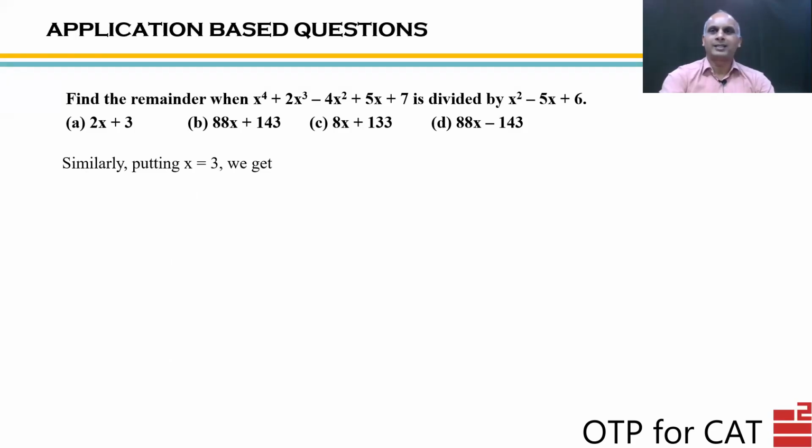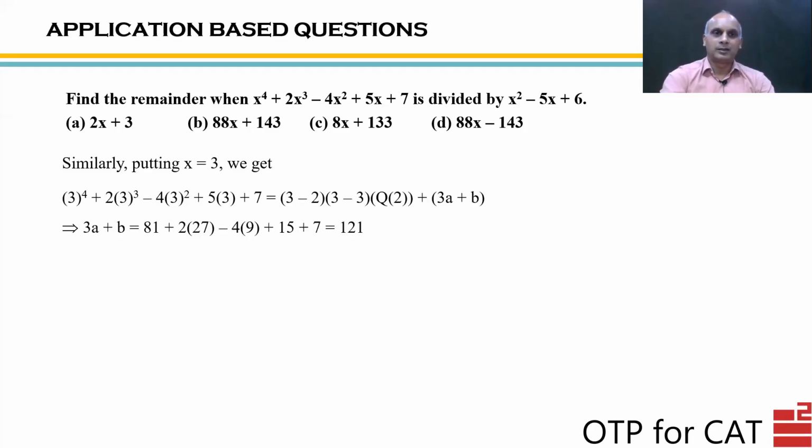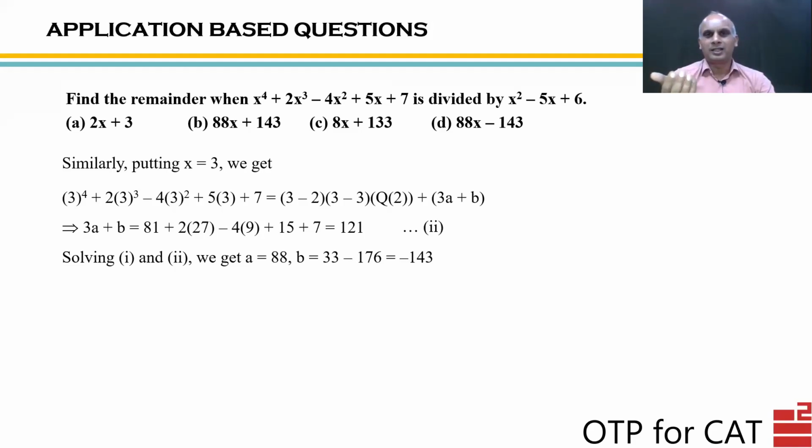Next, similarly, I put x as 3 in the given original equation. I will get finally 3a plus b is equal to 121. Let's call it the second equation. Solving these two equations, I'll get the values of a and b as 88 and minus 143, as you can see. And so my remainder is 88x minus 143, which seemingly is a little lengthy, but yes, a different method than the conventional approach of division directly.